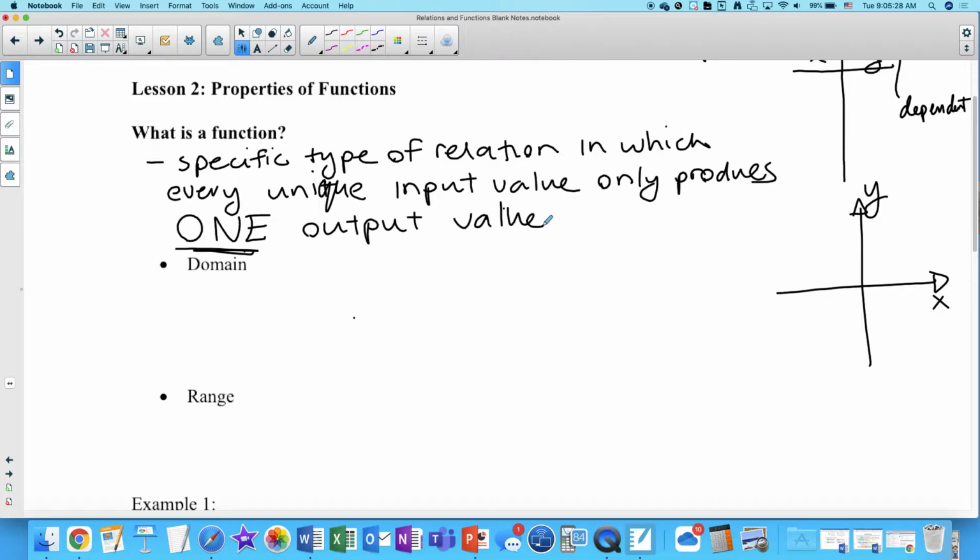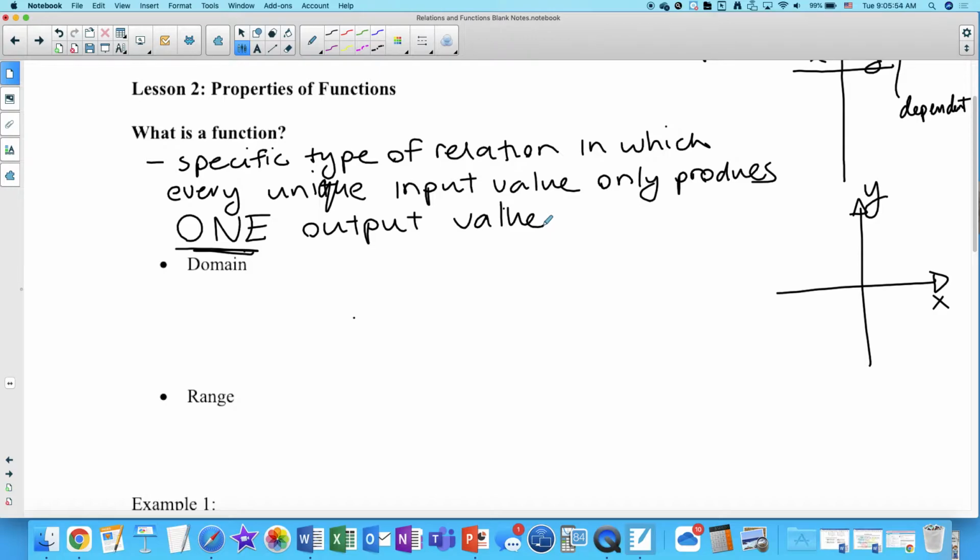Every time you input something different, the output is always something different. You only get one, well, that's not actually true. Every time you put in an input, it will only spit out one output. Now, I know that this may seem a little bit abstract, but when we go through some examples, you'll see exactly what you need to look for when you're trying to determine whether something is a function or not.